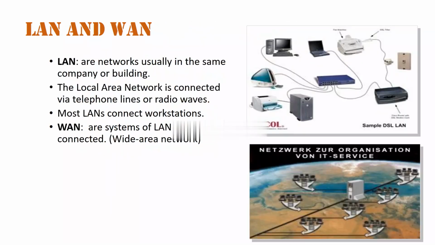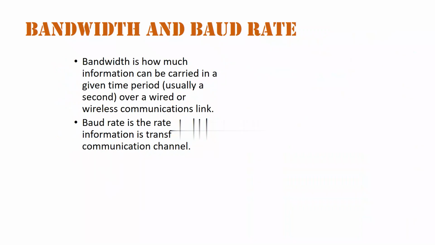So it's good to know such things. Bandwidth and baud rate. So what is bandwidth? It is how much information can be carried in a given time by your network or communication link. Then you have what is called the baud rate. The baud rate is the rate at which the information is transferred in a communication channel.